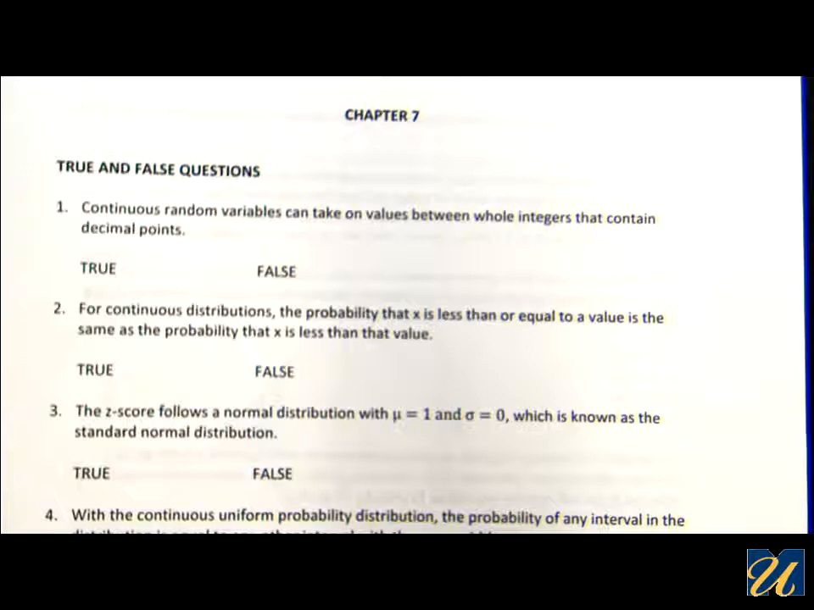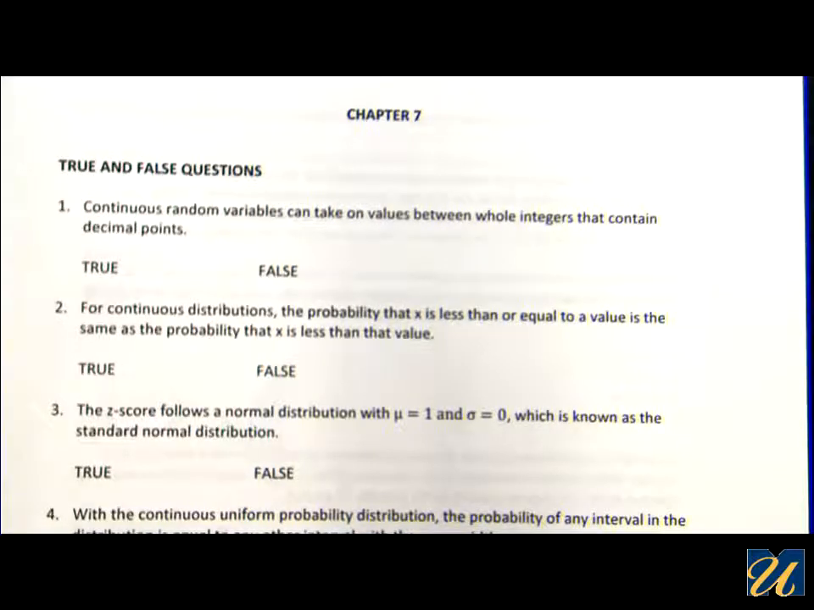Let's take a look at some examples for Chapter 7. Starting off with true and false questions. Continuous random variables can take on values between whole integers that contain decimal points.